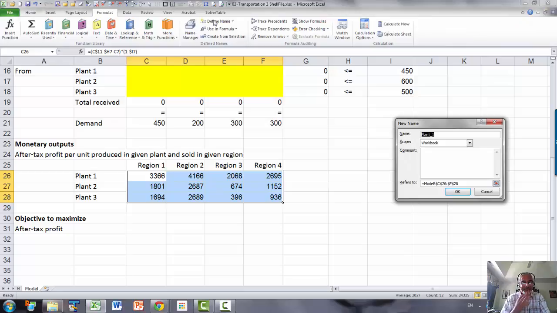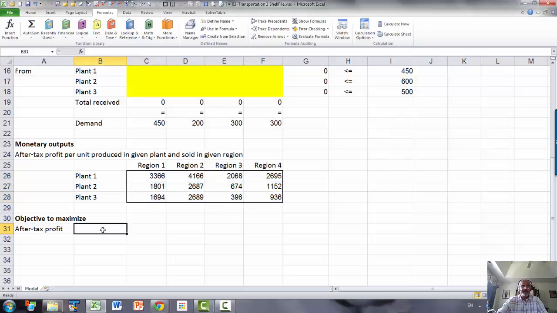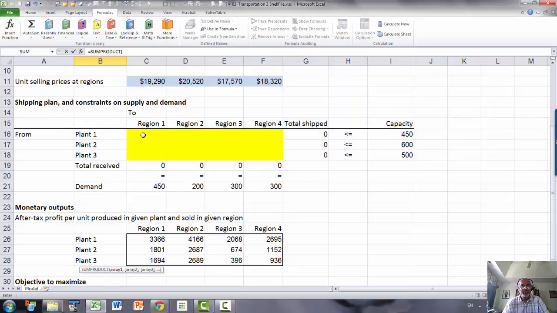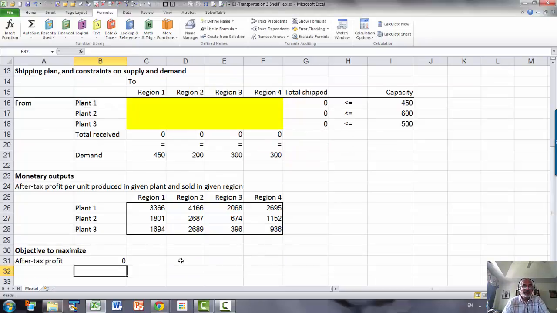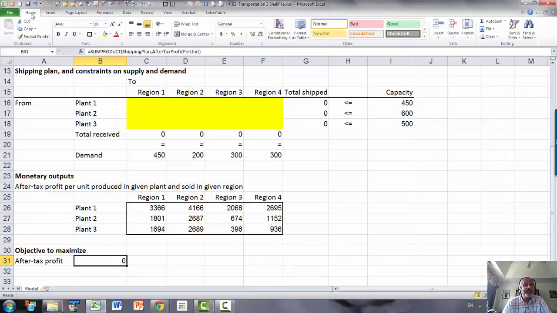Define name: after-tax profit per unit. Then the total after-tax profit is just the sum product of the shipping plan with the unit after-tax profit. Now that's our objective function to maximize. Okay, let's give names here.